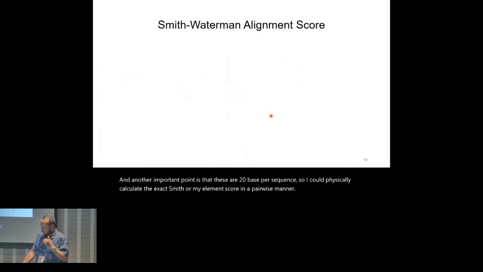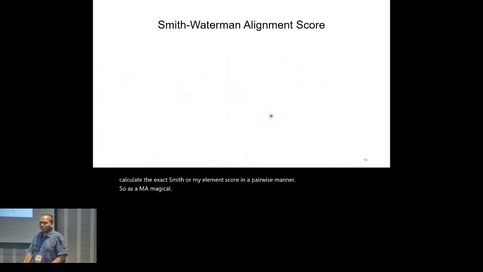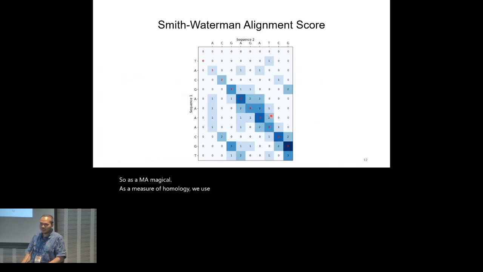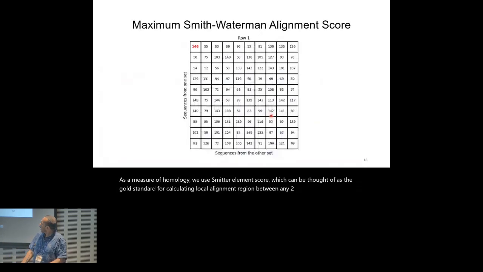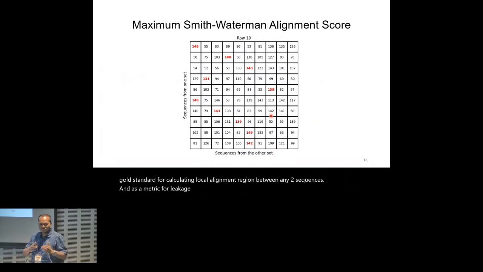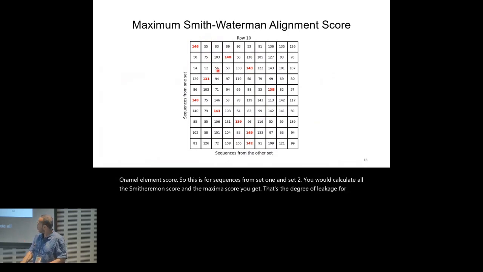As a measure of homology, we use the Smith-Waterman alignment score, which can be thought of as the gold standard for calculating local alignment regions between any two sequences. And as a metric for leakage between two sets of sequences, we use the maximum Smith-Waterman alignment score. So for sequences from set 1 and set 2, you'd calculate all the Smith-Waterman alignment scores, and the maximum score you get is the degree of leakage for each sequence against the other set.